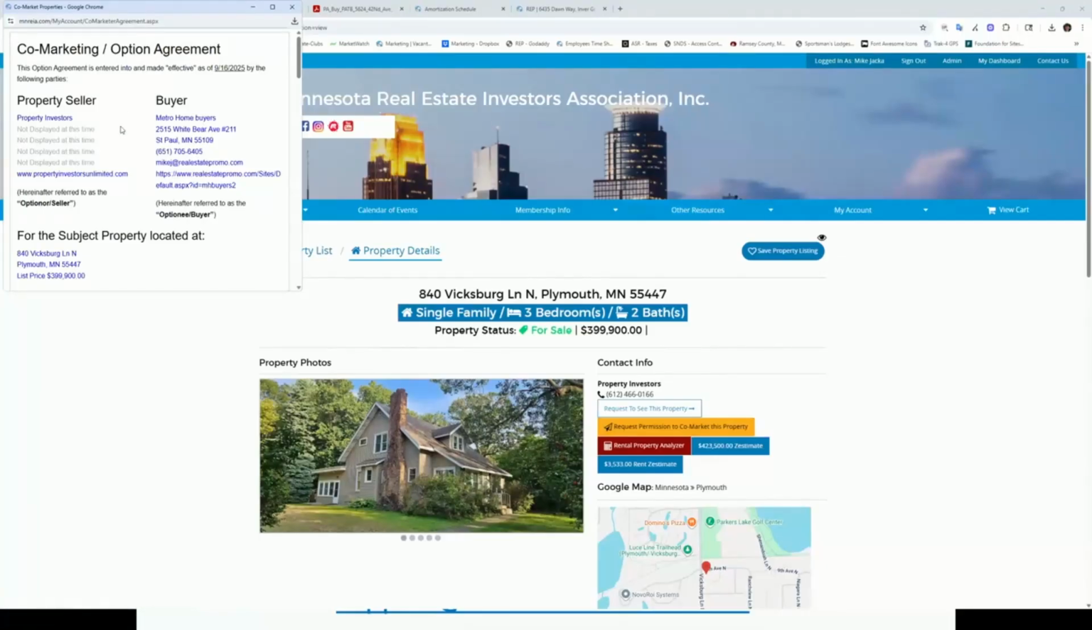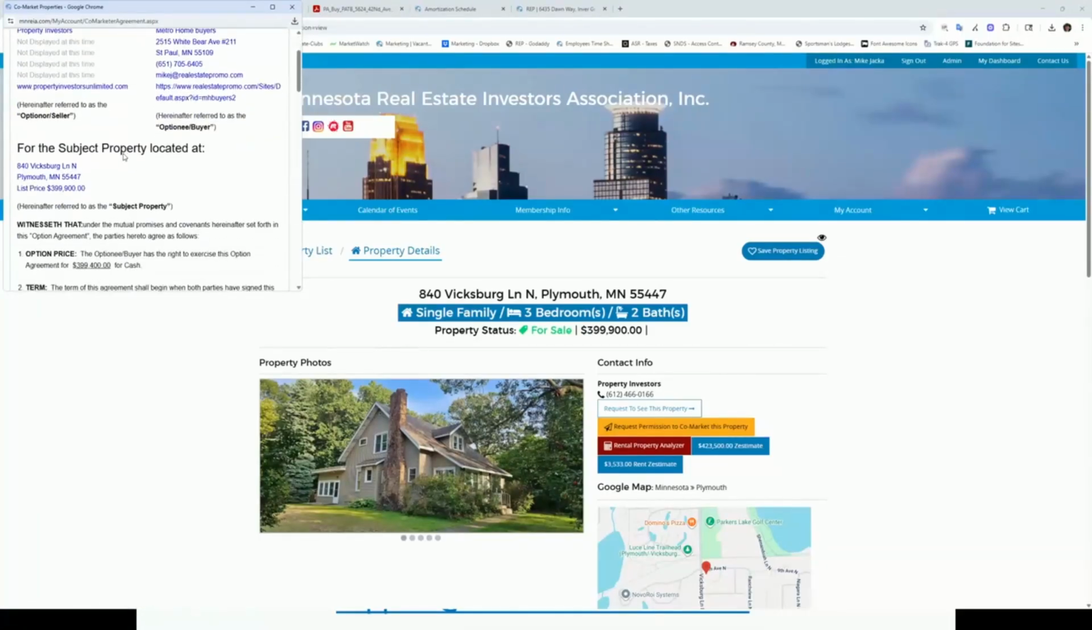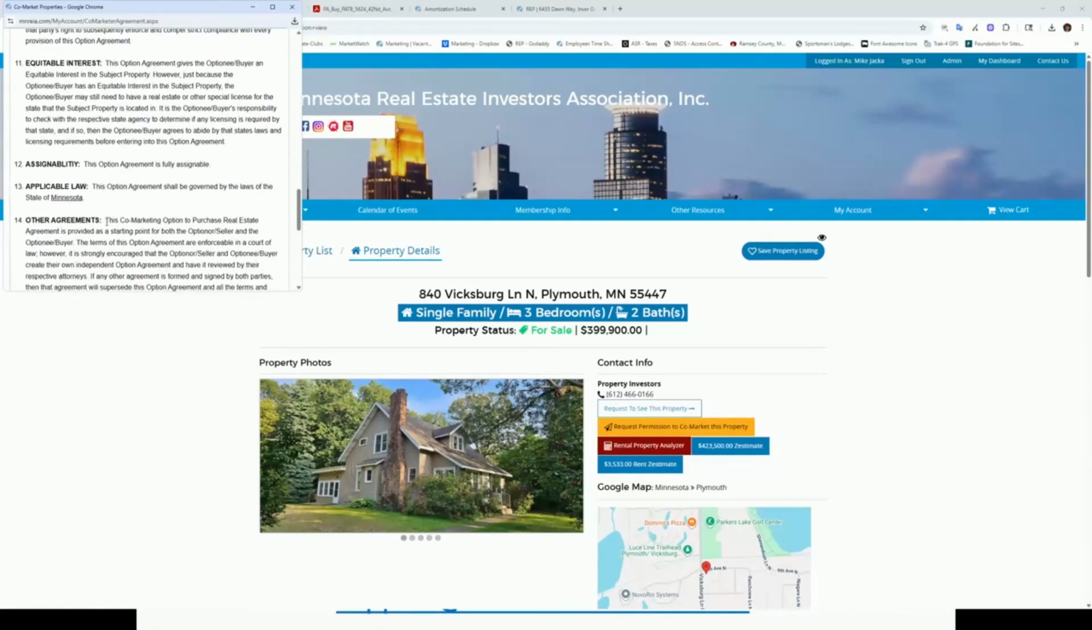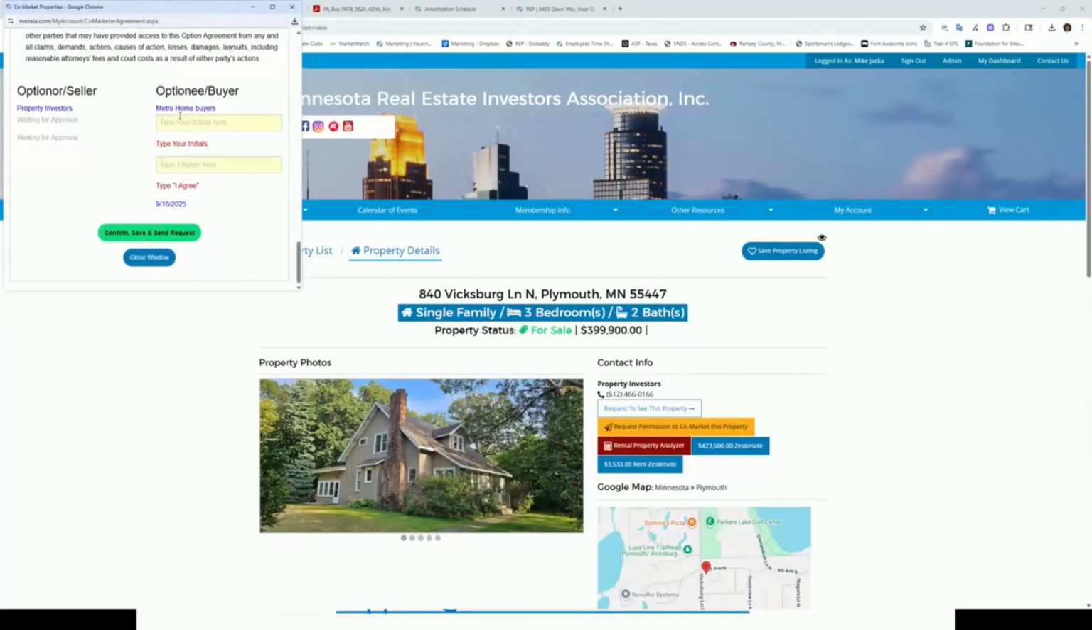Okay, and so what it's doing is it's opening up an option agreement, and then it's asking for an equitable position of $500 less than what they're asking on the property. So it's asking so that we have the right to buy the property for $399,400 as opposed to what it's listed for, $399,900. Now what that does is it gives us a small equitable position in the property once they've approved this option. That gives us the legal right to try to resell the option on this property. And then from doing that, we can advertise and market on our own website.